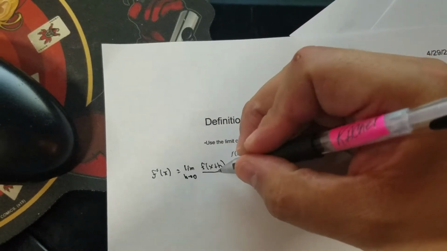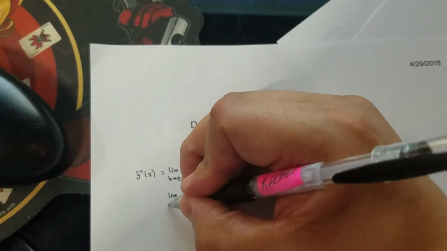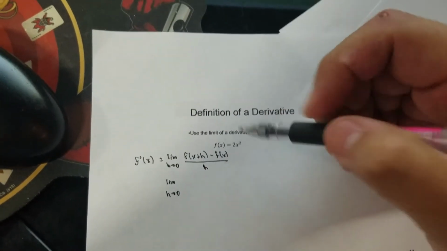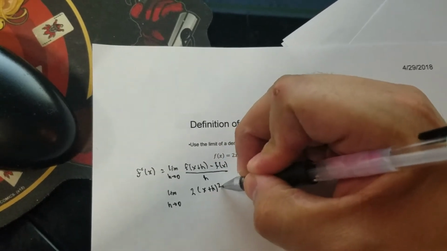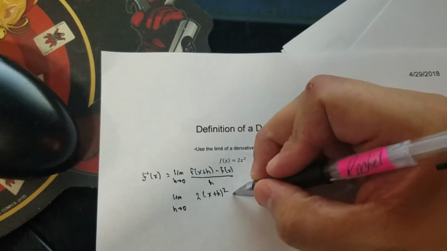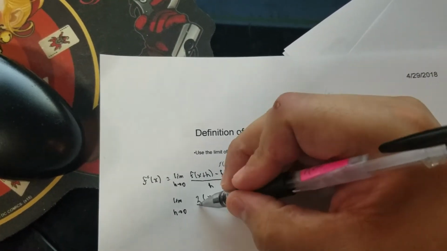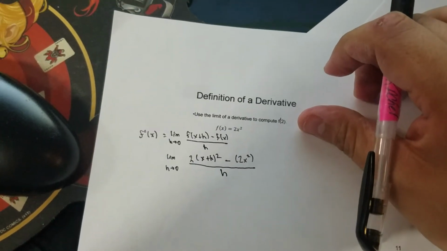f(x + h) - f(x), over h. Okay, so I'm going to write the equation. This one's a little bit easier to work with. 2 multiplied by (x + h) squared. And I don't see anything else over here, so I'm done. Minus f(x), which is 2x squared, all divided by h.